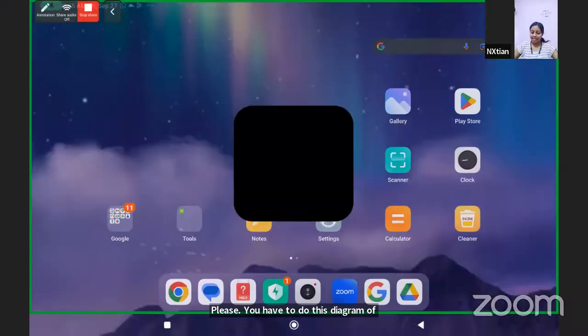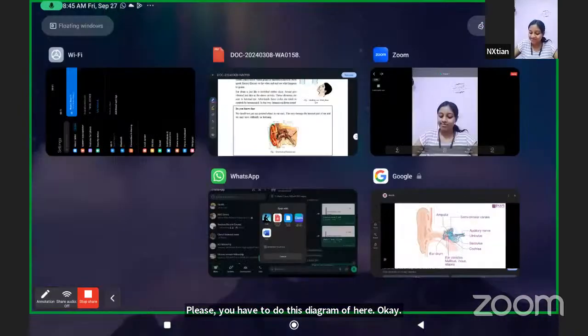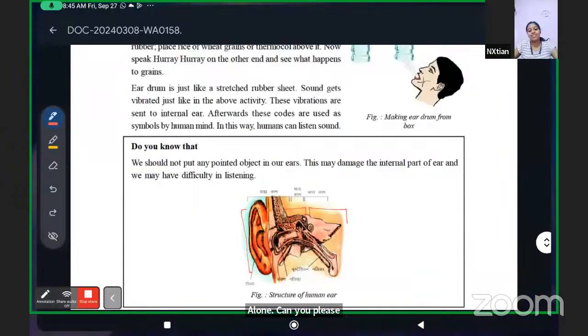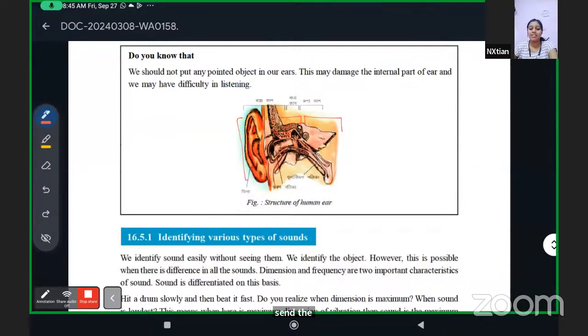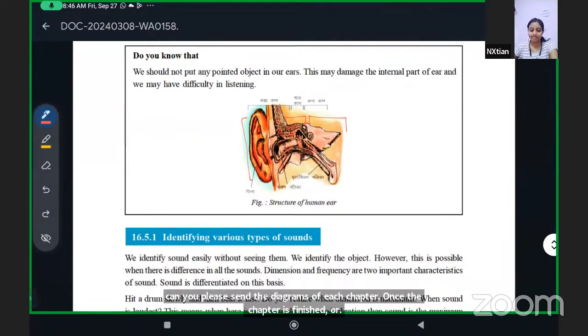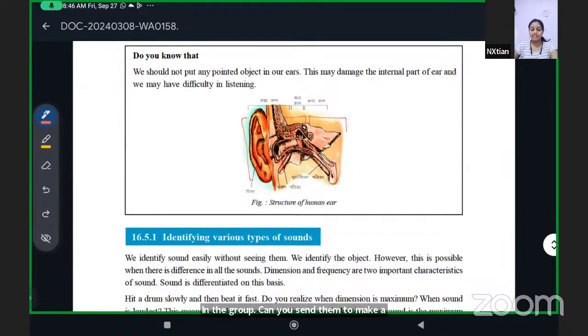Please, you have to do this diagram of the ear. Mom, could you please send the diagrams of each chapter once the chapter is finished? Yes, or each diagram, you keep doing this as you did earlier in the group. Will you make a PDF and send them? Yes, I'll make a PDF and I'll send it. For tests and for your practice also, I'll send the diagrams.